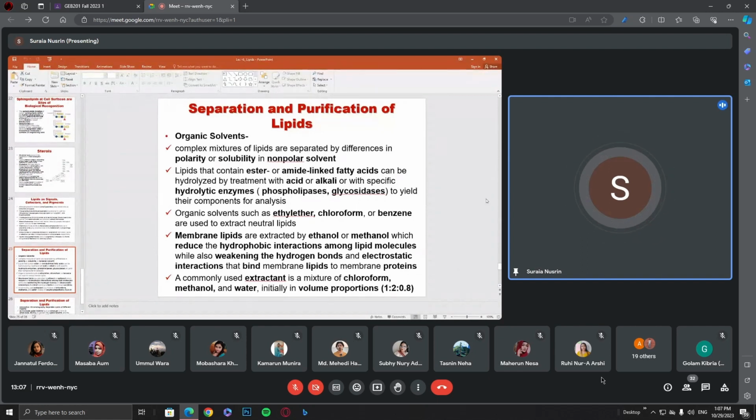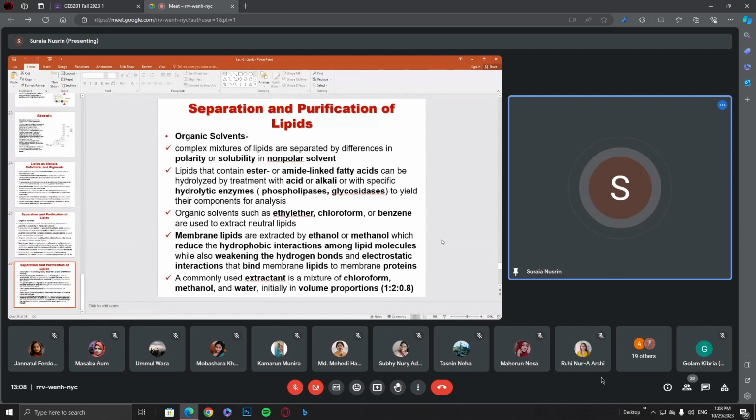Actually we have to use a mixture of different organic solvents, where we use chloroform, methanol, and water, and they must have this ratio. That means chloroform 1, methanol 2, and water 0.8. In this proportion you make the solvent, and then you can use it to extract your membrane lipid. So these are the solvents, reagents and enzymes you can use for lipid extraction or separation.